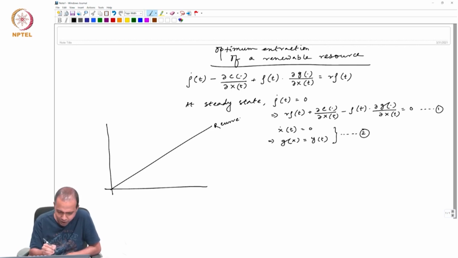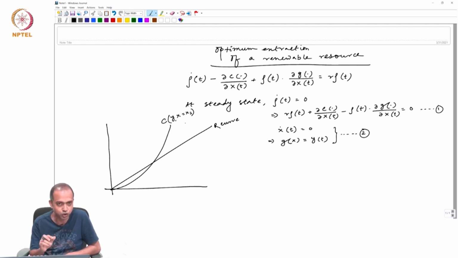And let us say this is the cost curve, the cost of extraction that depends on your rate of extraction and your stock. From this curve you can see that the cost curve is a function of two things, the rate of extraction and the stock. If you have more stock, then obviously cost would be less. If you have less stock, then cost would be more.